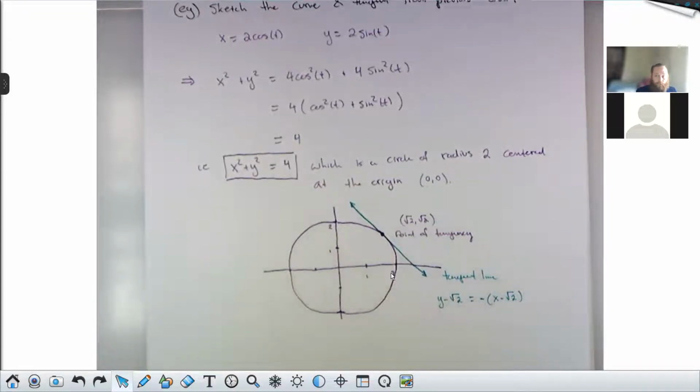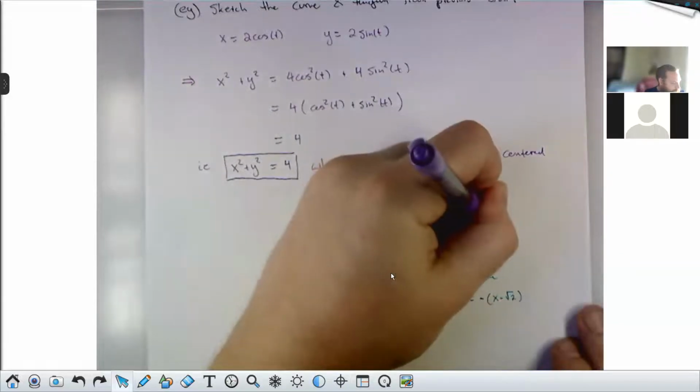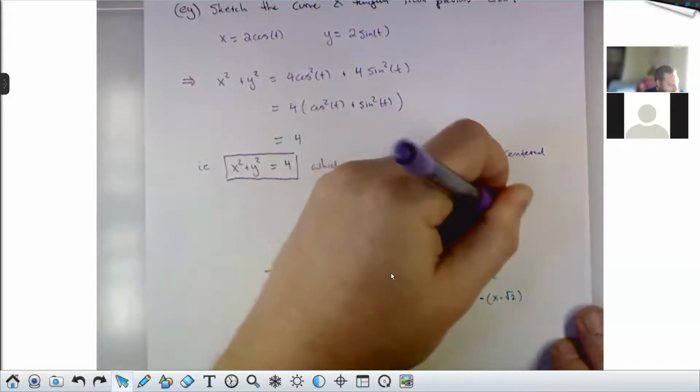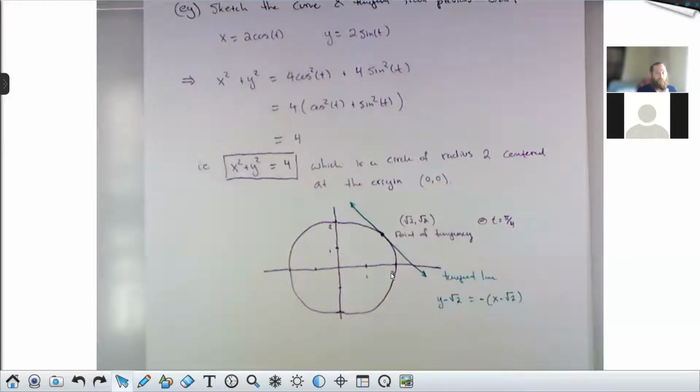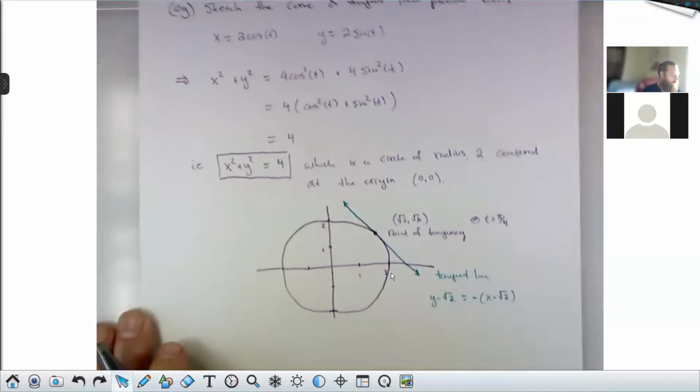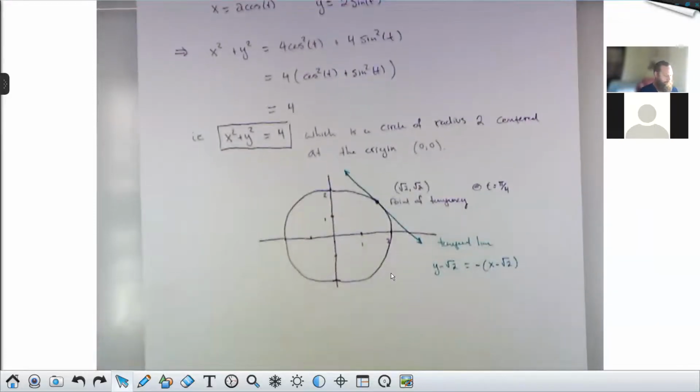I was asked to revisit how we found the pi over 4, that value for t. All right, this is the point associated with t equals pi over 4. So I want to go back and look at that system of equations and see what the other things that we found there would correspond to.